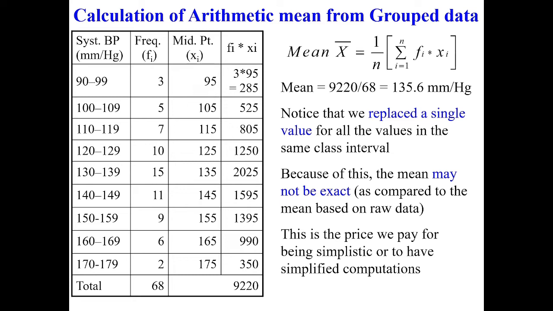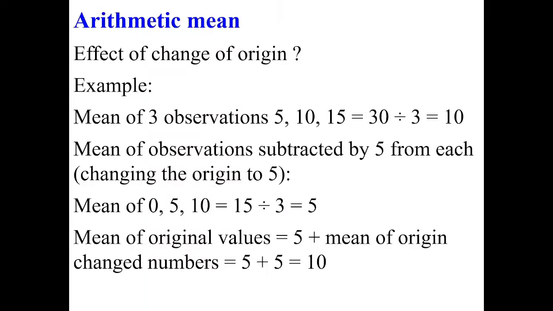But you must remember that we may not be exact. If you have the actual raw data of the 68 observations, the mean you get may be slightly different from the mean you get from this grouped data. But because you wanted to make the calculation simpler, this is the price we had to pay. So that's how we calculate the arithmetic mean from grouped data.